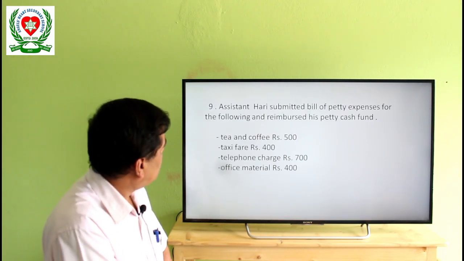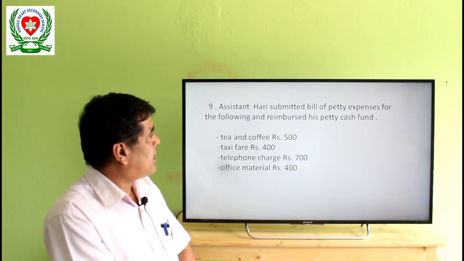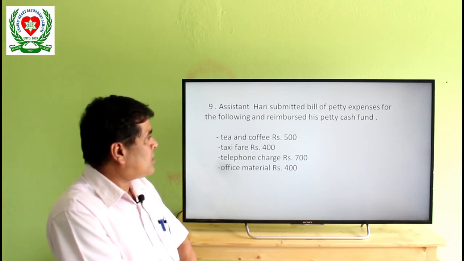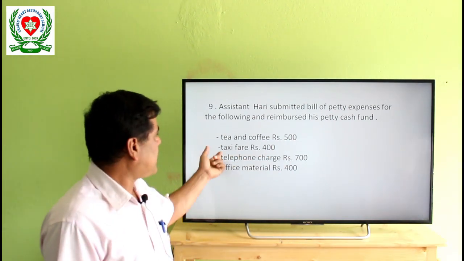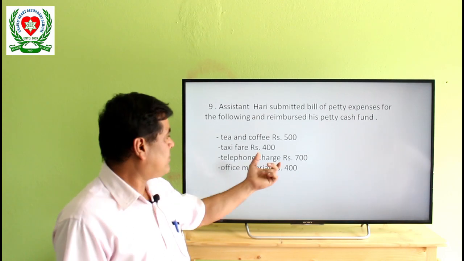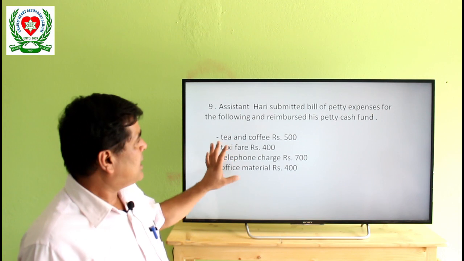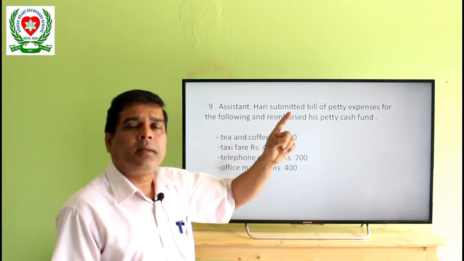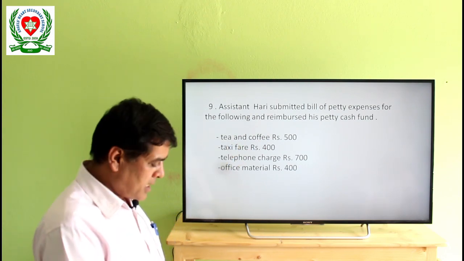Now, another question: assistant Hari submitted a bill of petty expenses for the following and reimburses his petty cash fund. Assistant submitted bills of the following: tea and coffee 500, taxi fare rupees 400, telephone charge 700, office materials 400. While submitting these expenditures by the assistant to the main accounting section, the accountant should prepare the journal voucher, and the journal voucher is like this.